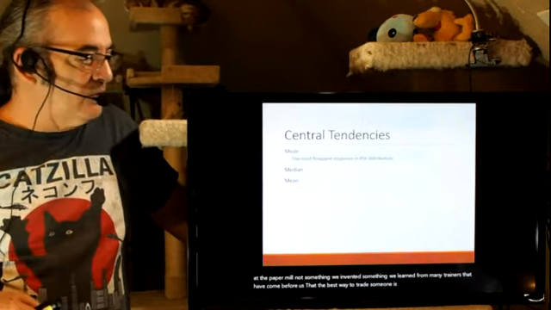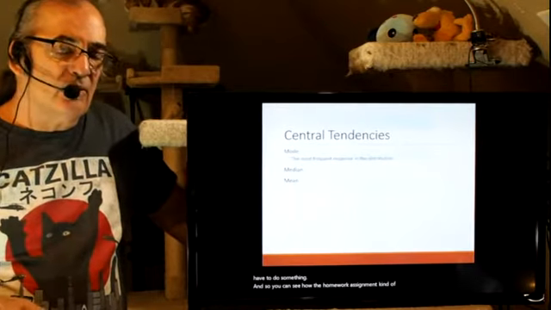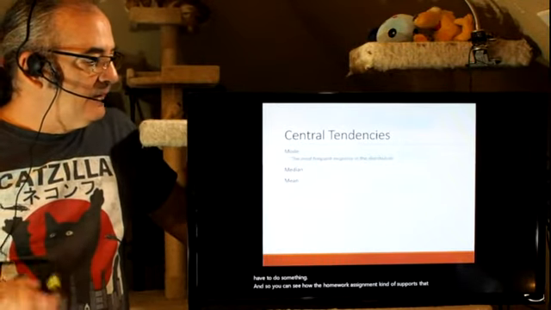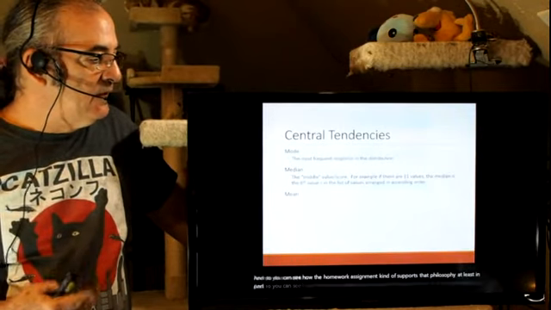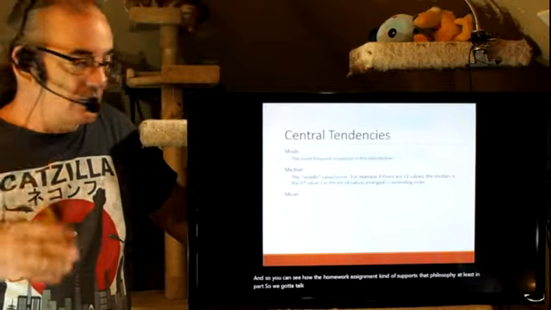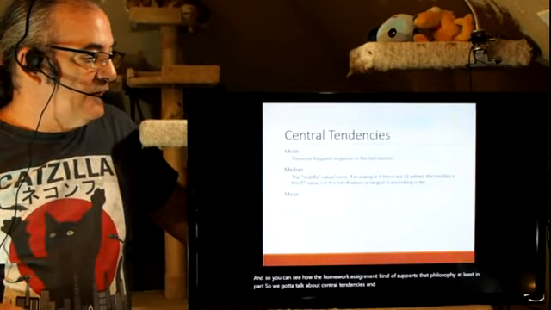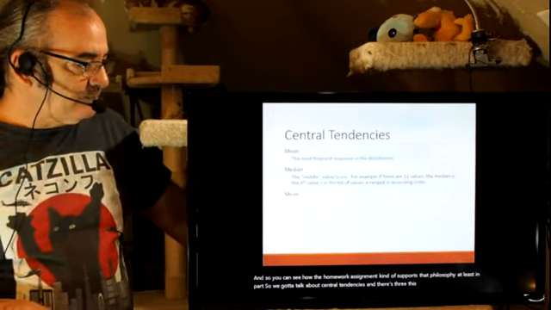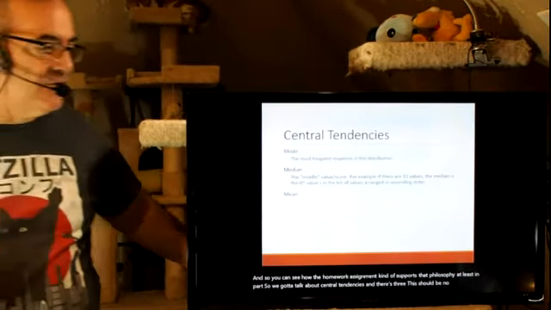This should be no great surprise to you. The mode, which is important to us, and we'll talk quite a bit about the mode. It's the most frequent response in the distribution. And then the median is the middle value score. For example, if there are 11 values, the median is the sixth value in that list of values arranged in ascending order. And then the mean, of course, is the arithmetic average, if you will.